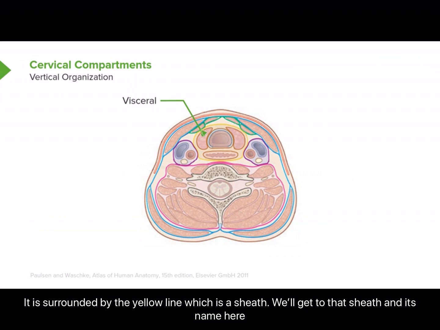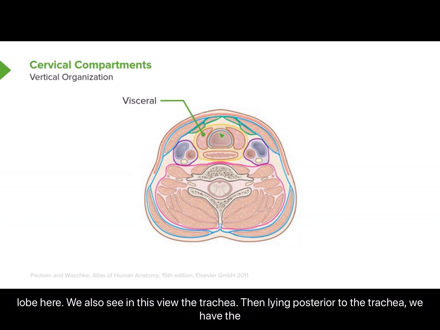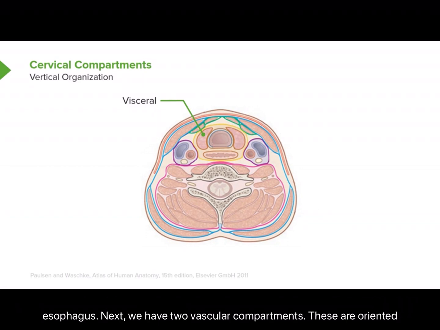It is surrounded by the yellow line, which is a sheath, and we'll get to that sheath and its name here shortly. But the visceral compartment contains the thyroid gland. See one lobe there and the opposite lobe here. We also see in this view the trachea, and then lying posterior to the trachea, we have the esophagus.